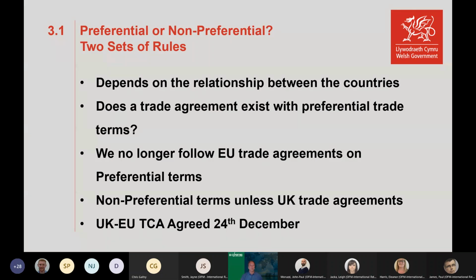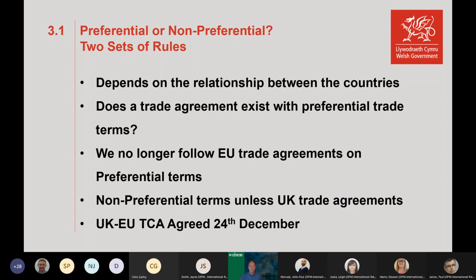Well, we've got preferential or non-preferential origin. Preferential is where there's a reduced duty. Non-preferential is where there's no trade agreement between countries, and WTO rules apply to the transaction, to the trade. So again, it does depend on the relationship between the countries, whether there is a trade agreement that exists. And it's one of the consequences of us leaving the EU that we no longer follow EU trade agreements where there are preferential terms.